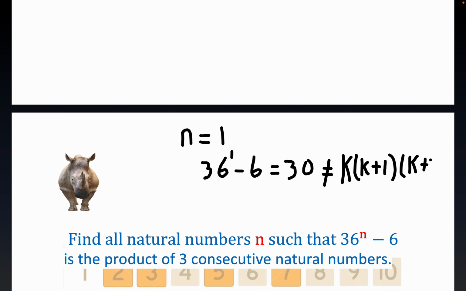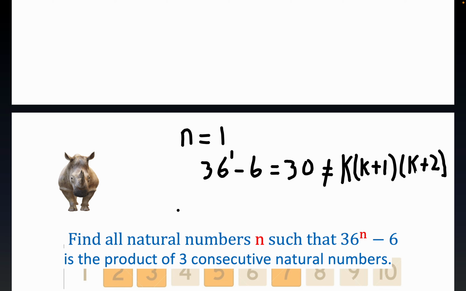Okay, and this is very easy to check. Just check it for, let's say, k equals 2. If k is equal to 2, you get 2 times 3 times 4, which is 24. So that's less than 30. Now, if k is 3, you get 3 times 4, which is 12, times 5, which is 60. So you see 30 misses the train. All right, so it's clear it doesn't work for n equals 1.